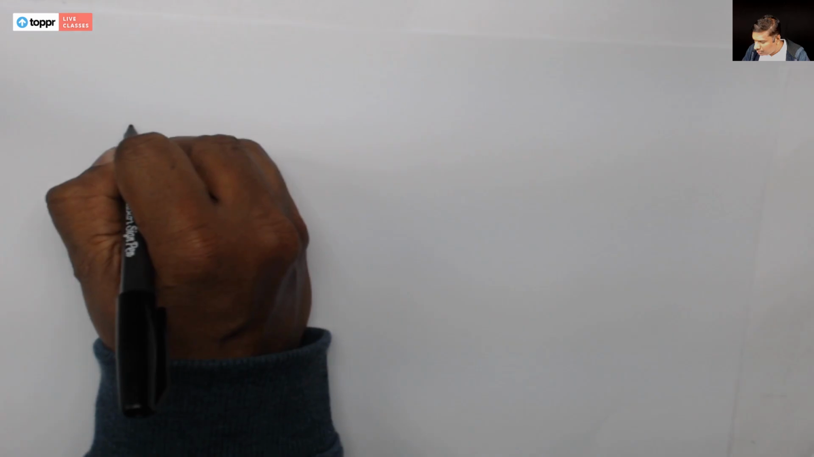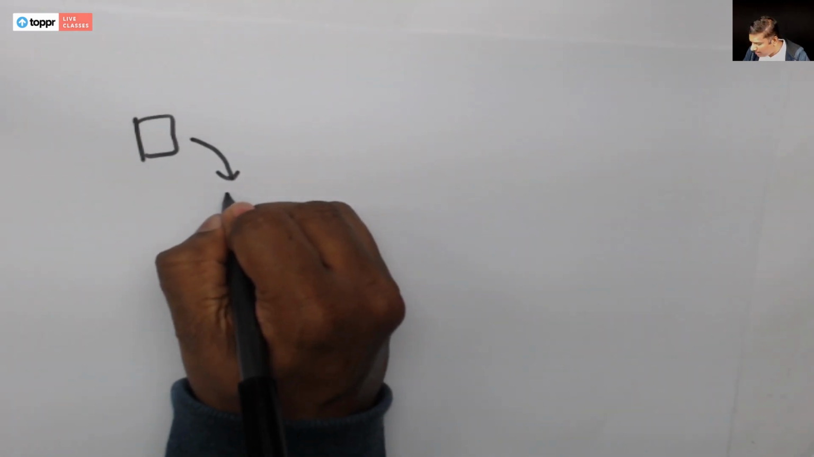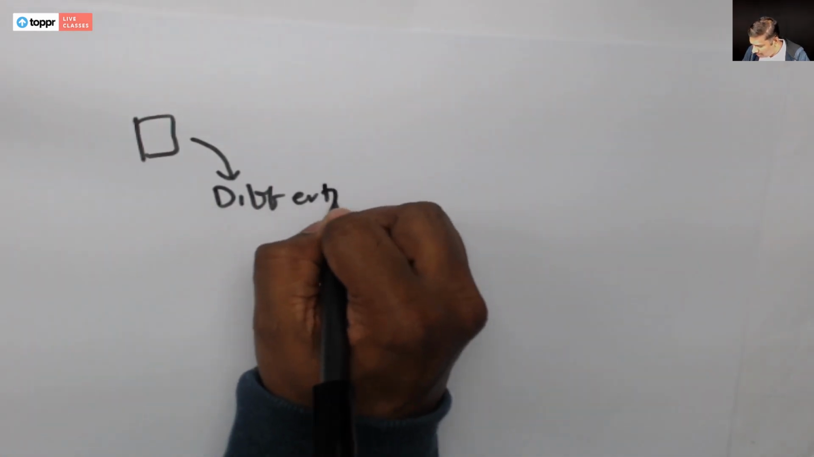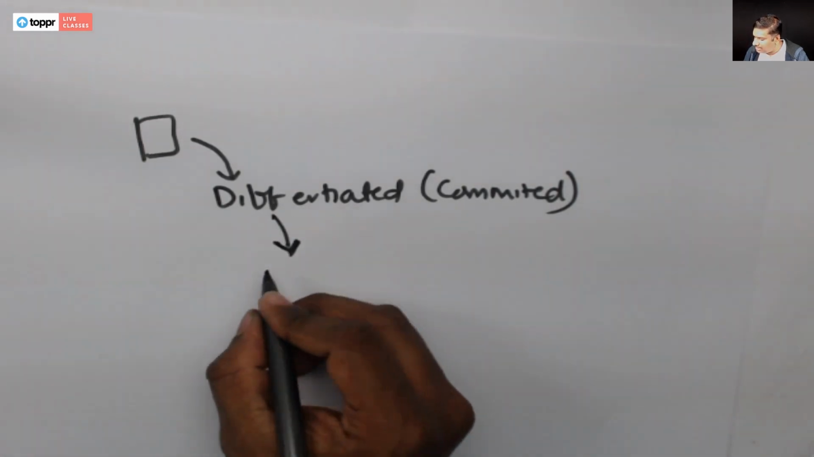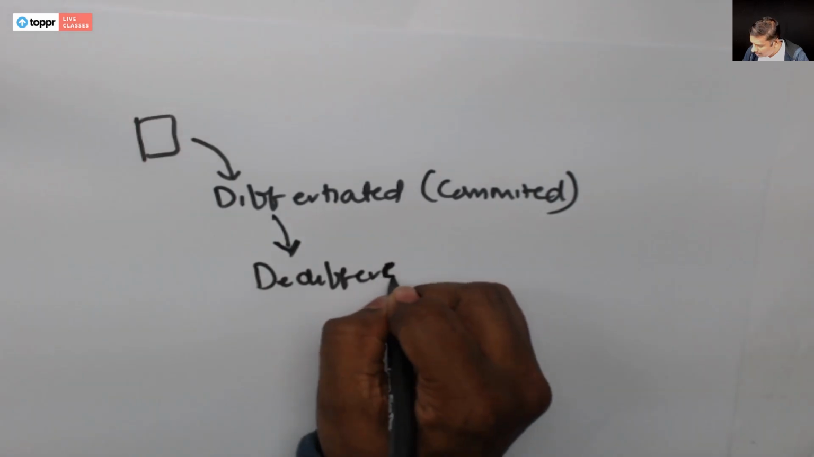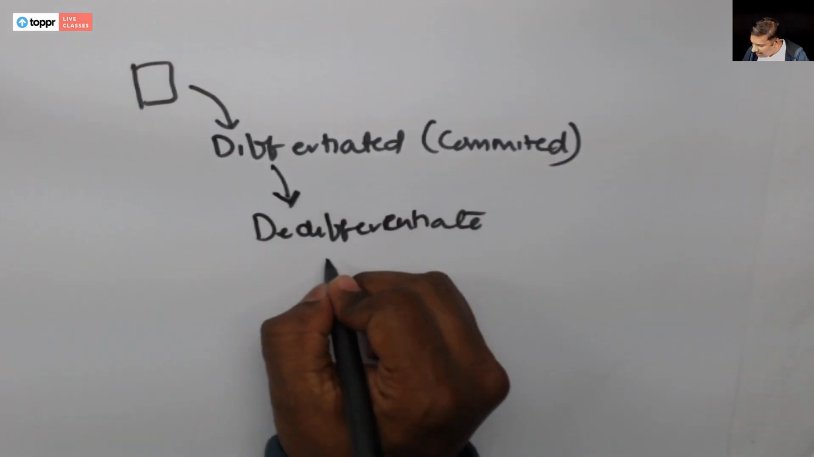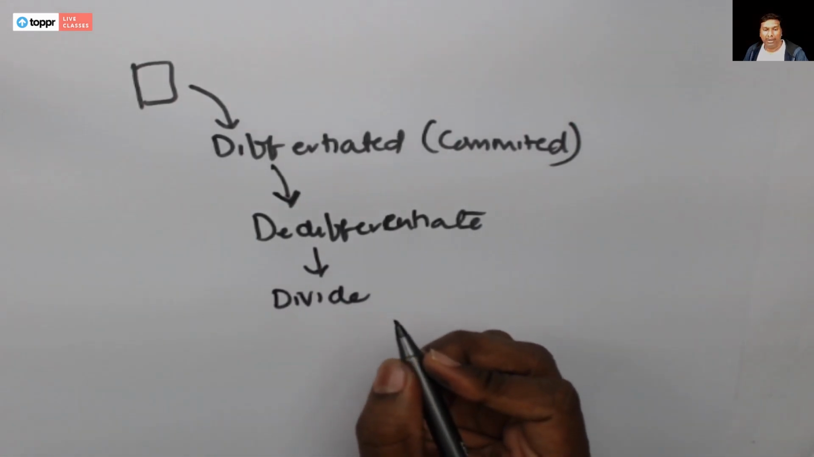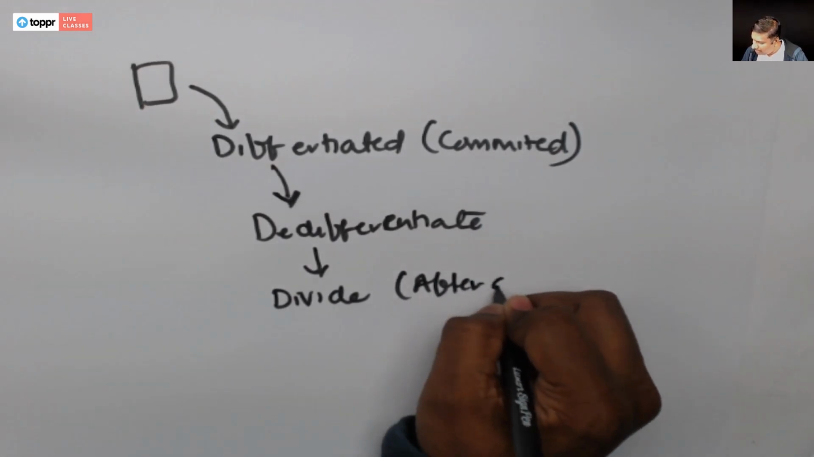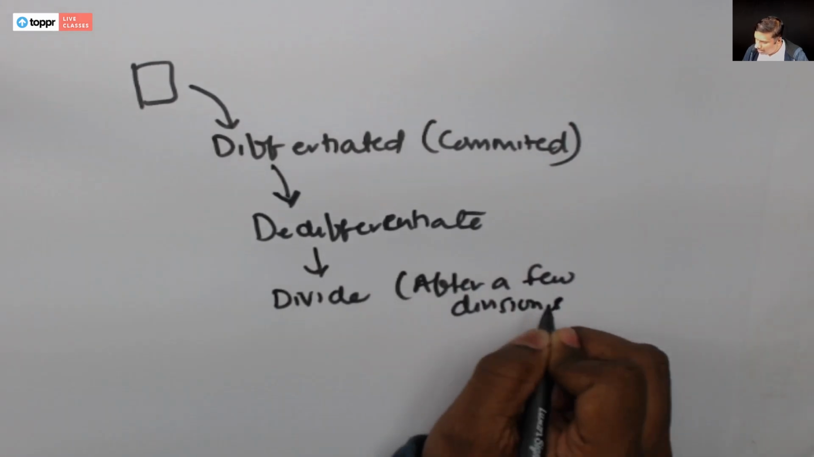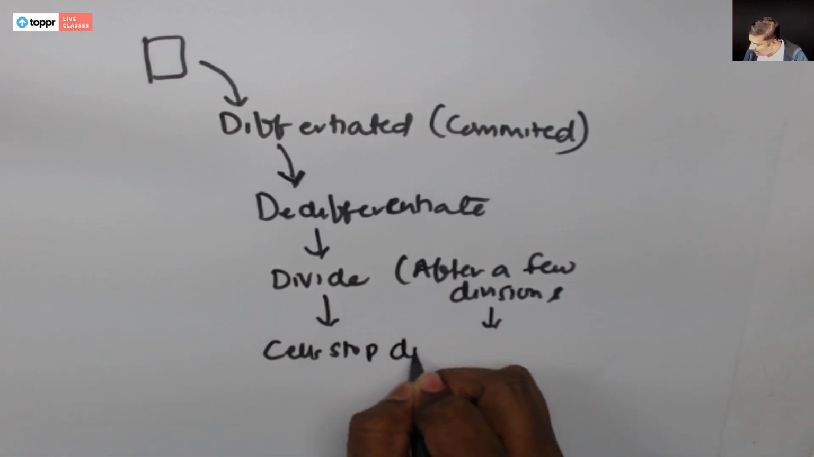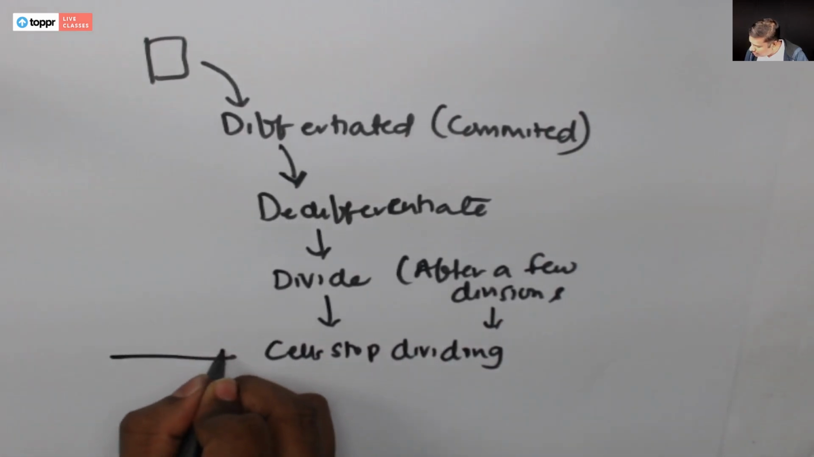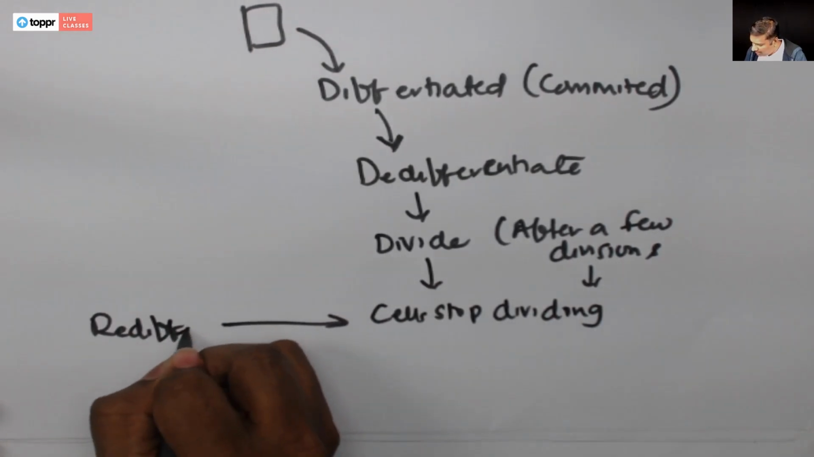I'll explain re-differentiation one last time. You have a meristem cell. This meristem cell is dividing and forming new cells, and these new cells are getting differentiated, that is, committed to one form. However, some of the cells under some conditions can de-differentiate. After they de-differentiate, they will again continue to divide. After a few divisions, the cells stop dividing, and these cells which stop dividing are said to be re-differentiated.